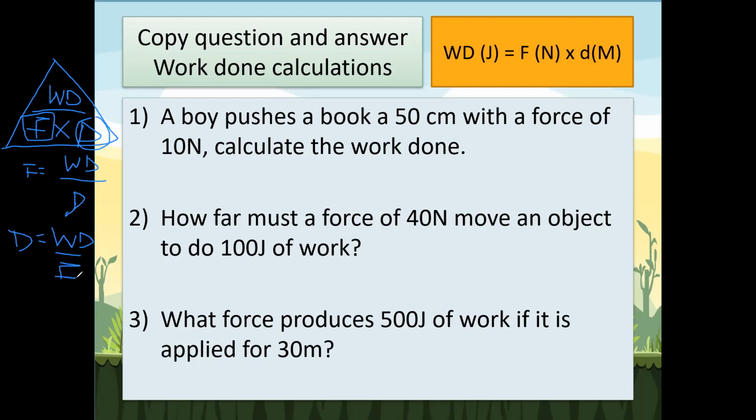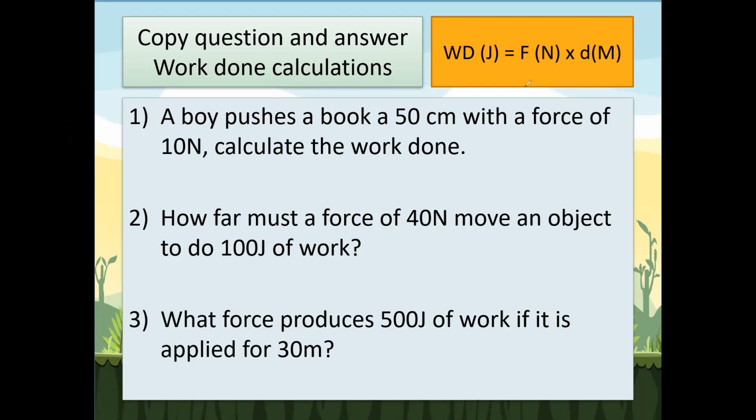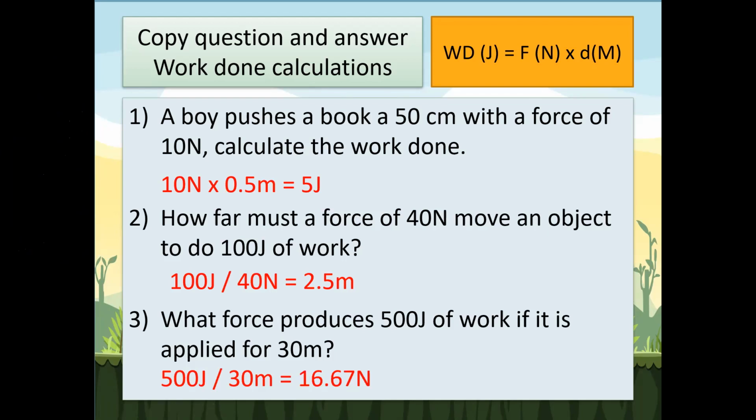So remember, if it's in centimeters, you change it into meters. If it's in kilojoules, you change it into joules. Okay, so this work could be done easily using these formulas that have really helped you to solve. So now we're going to move on. Okay, these are the answers. You can check it and then you mark your work.